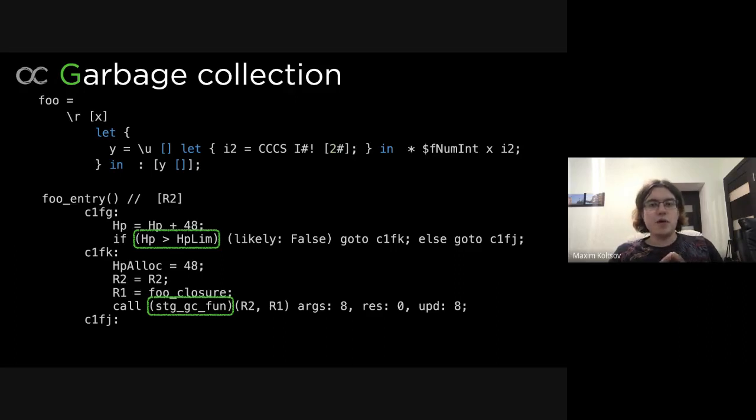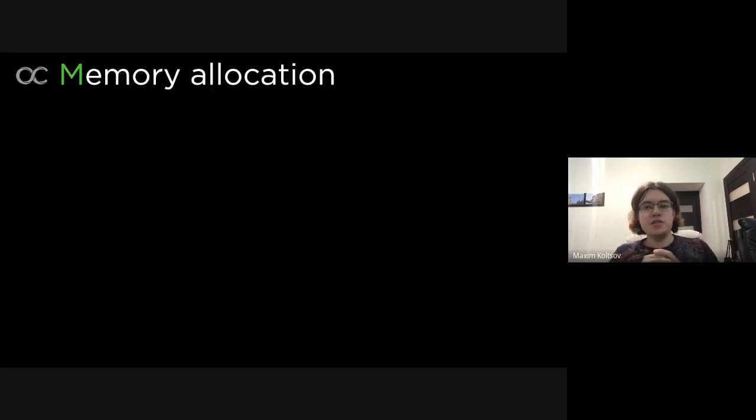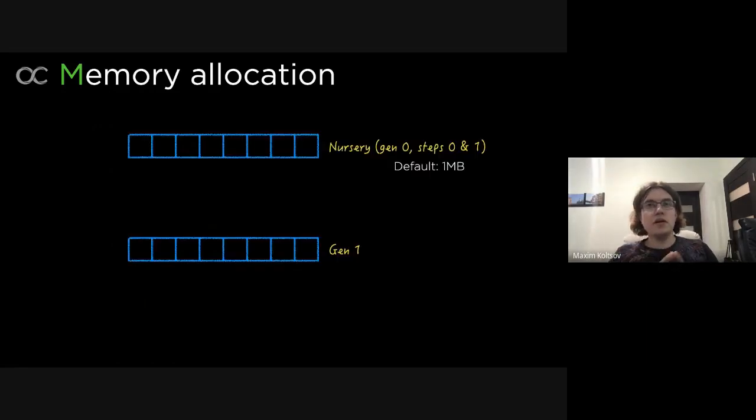But why is it possible to get away with such a simple check? We compare two pointers, HP against HP limit. That's because of how very clever memory allocation works in GHC. In GHC, we have memory divided into multiple generations, usually two. The first one is called the nursery. It's divided into two sub-generations, but that's not very important for now. Its default size is 1 megabyte per OS thread.